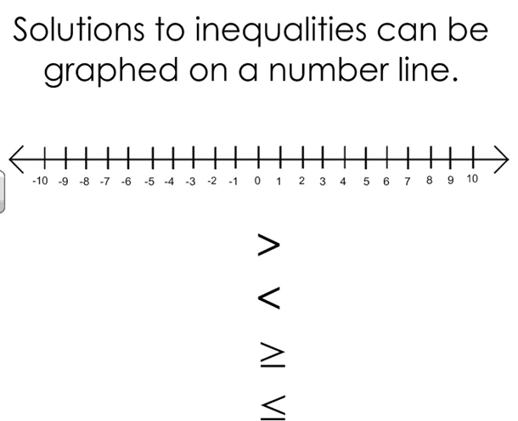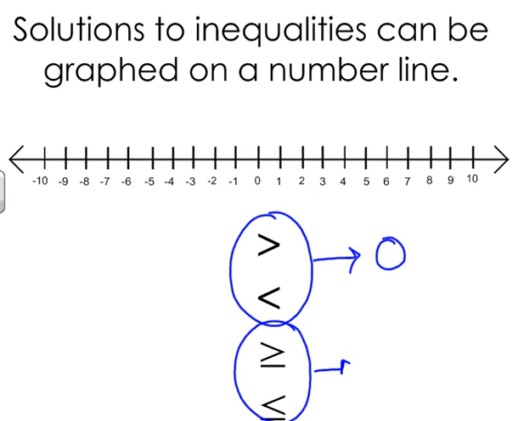With inequalities, once you solve them, you need to graph your solution. The first two symbols, less than and greater than, we're going to represent with an open circle. It means that we could include any number above that number or any number below that number, but it doesn't include the actual number within the inequality. The next two are going to be represented with a closed circle. That means it could include the number that is being graphed.